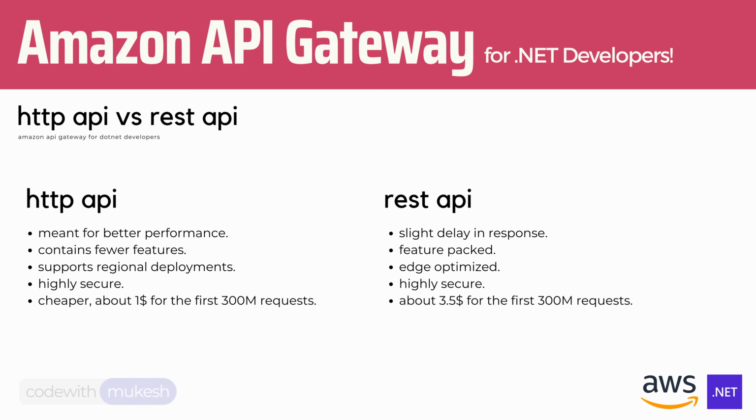REST API supports edge-optimized endpoints, which ensure that your endpoints are highly distributed across the globe, while HTTP endpoints support only regional deployments, which might contribute to a slight delay in responses. Both of these are highly secure in nature. So for this demo, we'll be focusing on the HTTP APIs only.